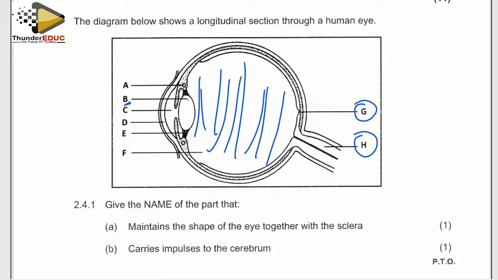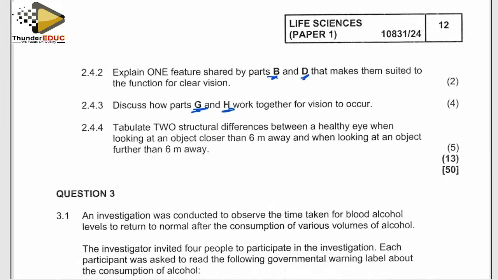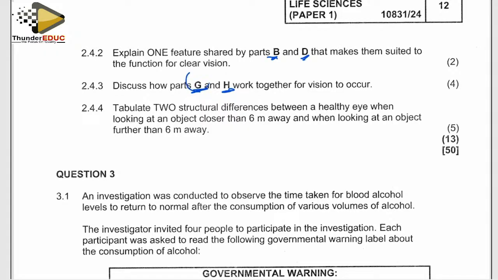G receives the light, which is the stimulus, which is converted into a nerve impulse, and then sent to the cerebrum for interpretation via these auditory nerves. So basically, they just wanted to see the relationship that G receives the stimulus, which is light, and converts it into a nerve impulse, and then hands it over to H, which is the optic nerve, which takes that impulse to the cerebrum for interpretation. That's it.